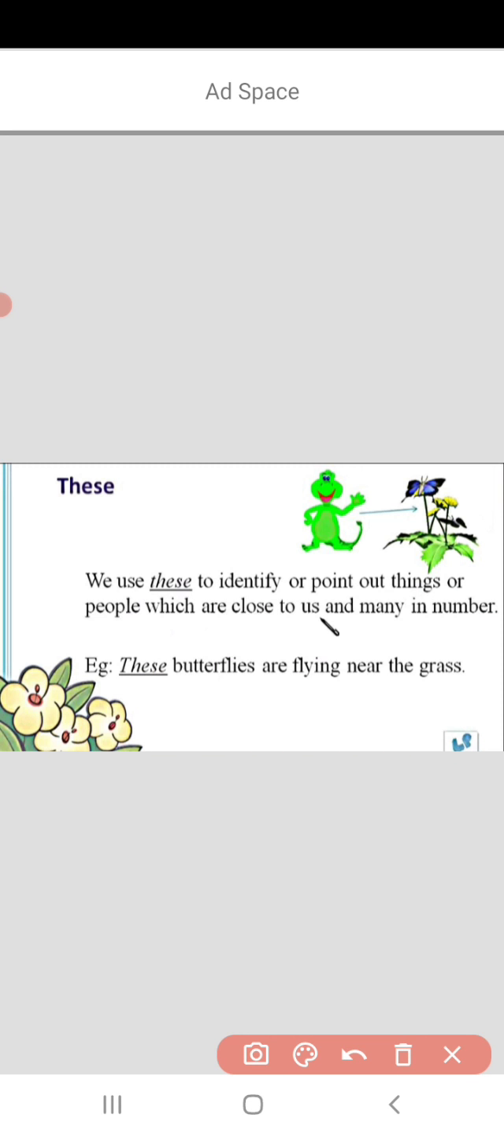Here you can see this is a place where I am standing. Alright. And butterflies are more in numbers. And these butterflies are close to me. These are near to me. So we will use these over here. So these butterflies are flying near the grass.